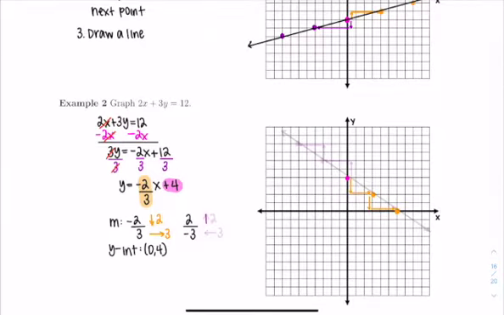And so let's go ahead and see what that looks like. So from my y-intercept, I'm going to go up 2 units. And then to the left 3. And you'll see that it would fall directly on the same line. So let's just do it one more time. Up 2 and to the left 3. And so when I plot my points and connect them, I end up with this line.